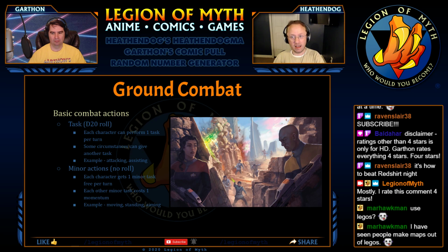Example, that would be attacking or assisting someone else in their task, stuff like that. Something that takes up a significant amount of time and you have to roll. That's a task. Now, minor actions you can do during a round, they don't require a roll. Each person gets one minor task for free. For example, movement, like I said, up to one zone away is considered a minor task. You don't have to roll, you just do it.